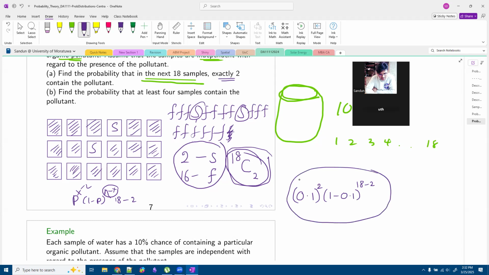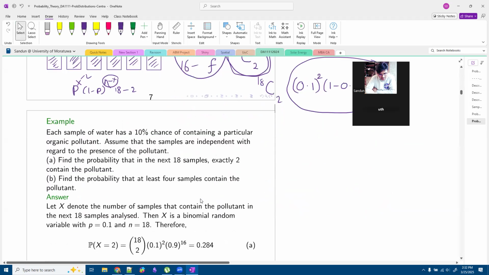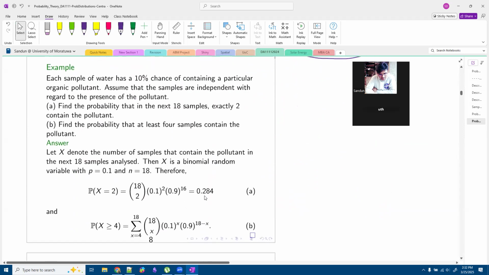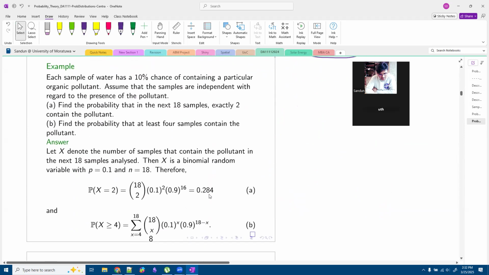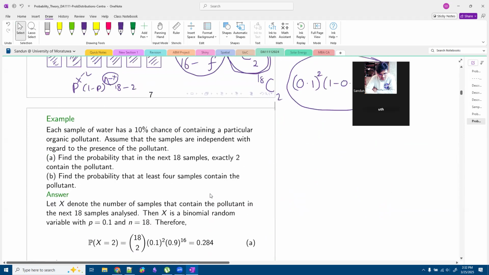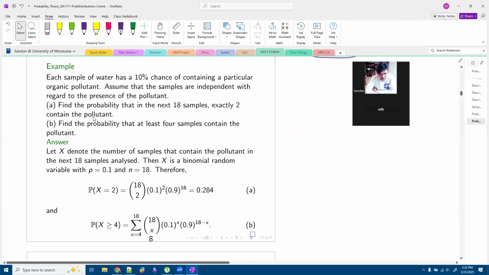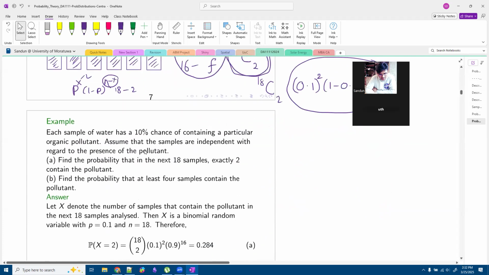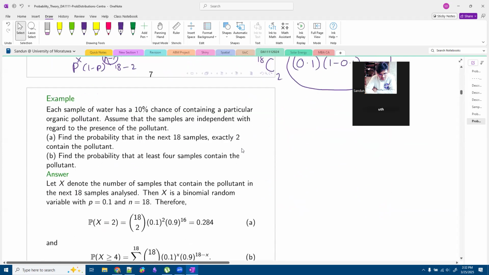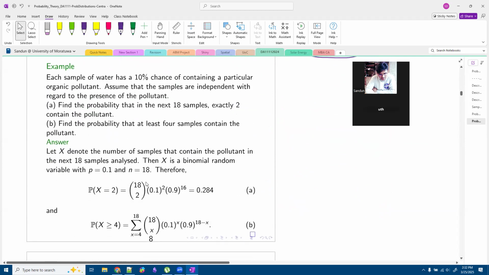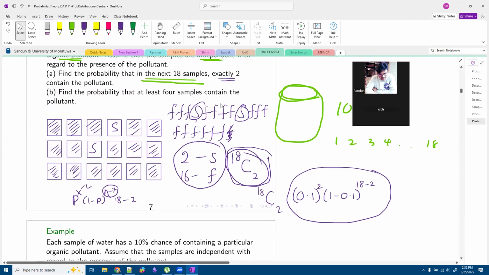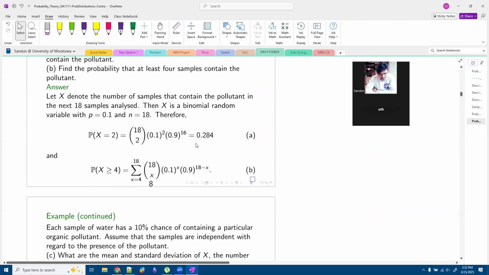But you can have multiple ways in selection. So 2 of these would be selected. That's why 18C2 comes, right? Now I hope you understand it. Each sample of water has a 10% chance of containing a particular organic pollutant. So 18C2 to pick 2 out of it, and then this can change.